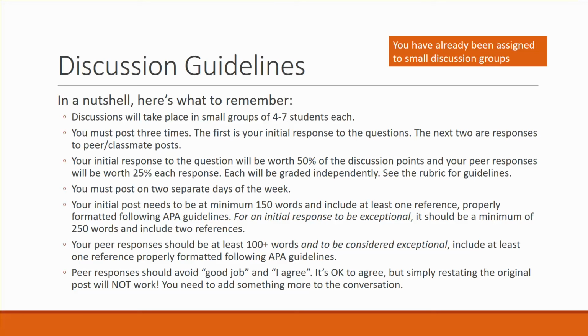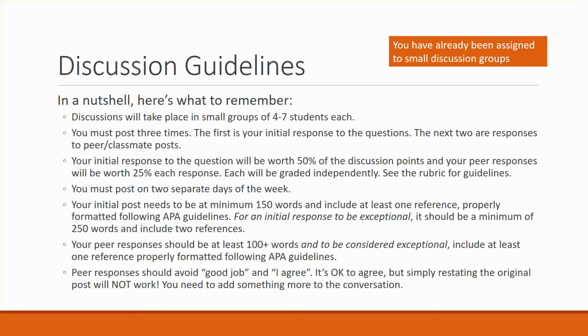Your initial post, to be a minimum post, is 150 words and 1 reference, properly APA formatted. For an initial post to be exceptional, it needs to have 250 words and include 2 references, one of which can be the textbook and another one should be an external source. Now remember, APA will require that you include in-text citations as well as your references.